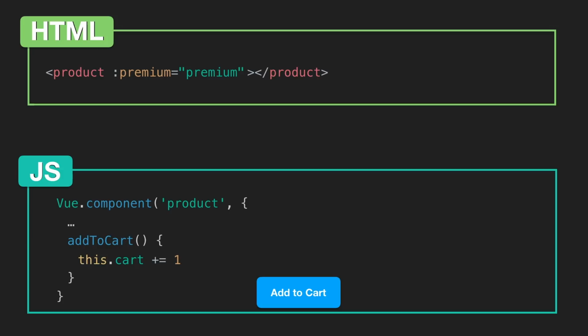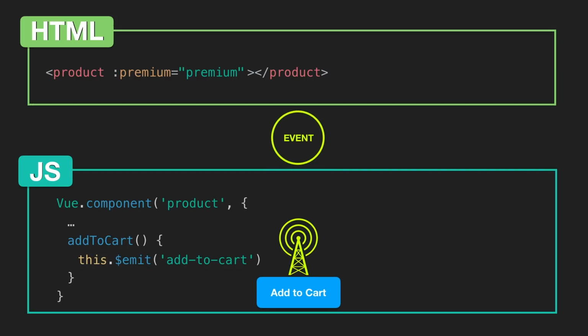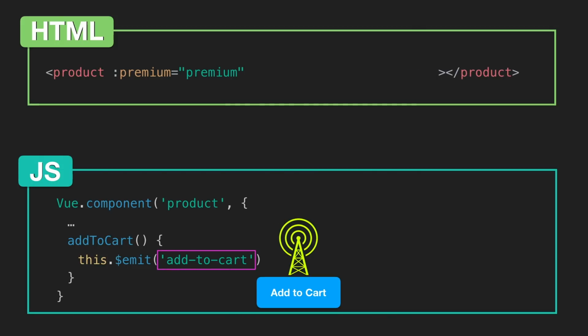Well, we can let our parent know the button was clicked by emitting an event, with this.$emit, and then passing in a name for the event. We'll call the event addToCart since this is the name of the event associated with clicking the addToCart button. Now, our button has the power to emit this event, but there's nowhere that is able to receive this emission. So let's add the ability to listen for that event on our product component by adding the shorthand for v-on and the name of the event we are listening for, addToCart.